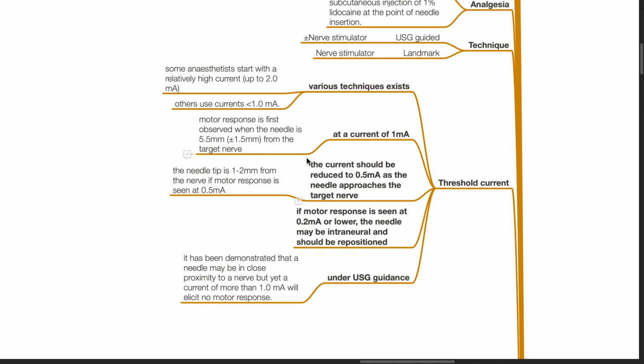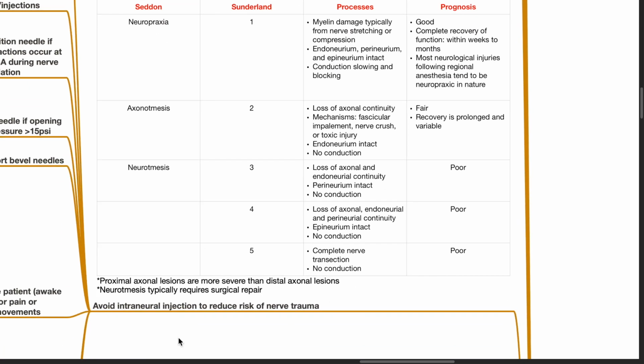The current should be reduced to 0.5 milliamp as the needle approaches the target nerve. The needle tip is 1 to 2 millimeters from the nerve if motor response is seen at 0.5 milliamps. If motor response is seen at 0.2 milliamp or lower, the needle may be intraneural and should be repositioned. Under ultrasound guidance, it has been demonstrated that a needle may be in close proximity to a nerve, yet a current of more than 1 milliamp will elicit no motor response. Avoid intraneural injection to reduce risk of nerve trauma.